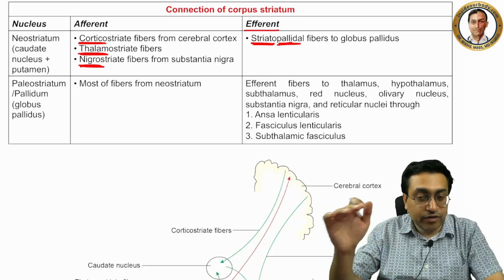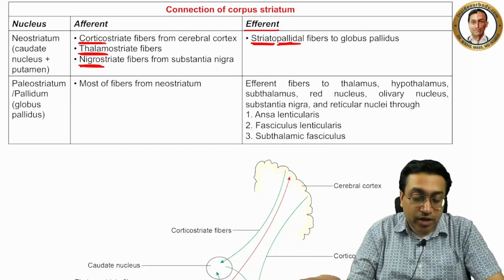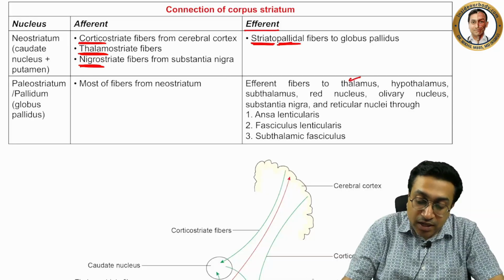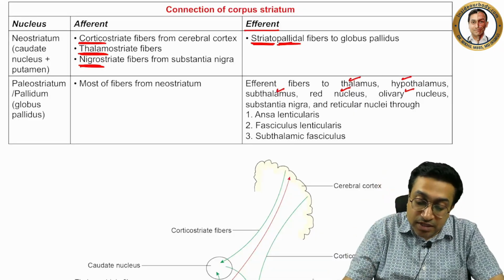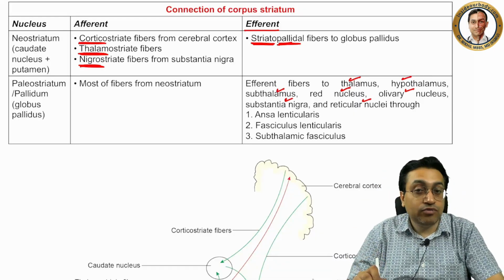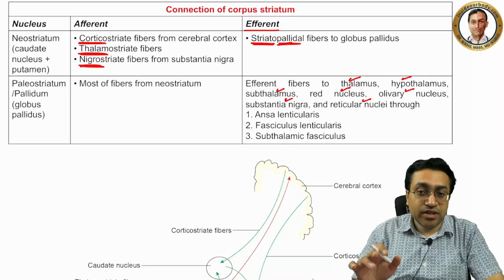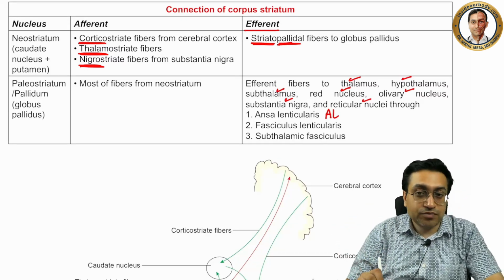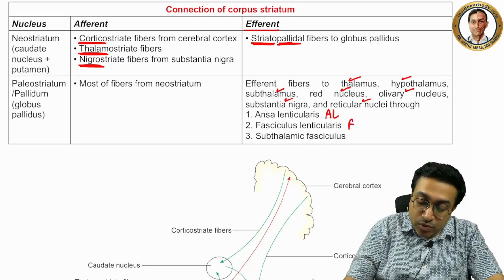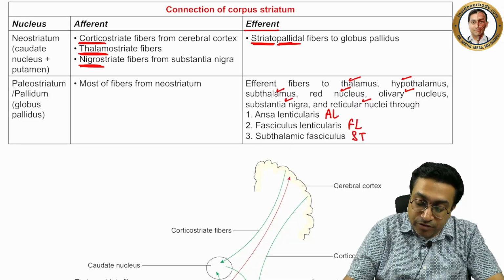Then the efferent fibers from the GP, that is the pallidum, are going to where? It is going to the thalamus, hypothalamus, subthalamus, red nucleus, olivary nucleus, we have discussed olivary nucleus, substantia nigra, reticular formation, all those nuclei. So this connection is the efferent connection, and that is by the ansa lenticularis, fasciculus lenticularis, which we have discussed just now, and the subthalamic fasciculus.